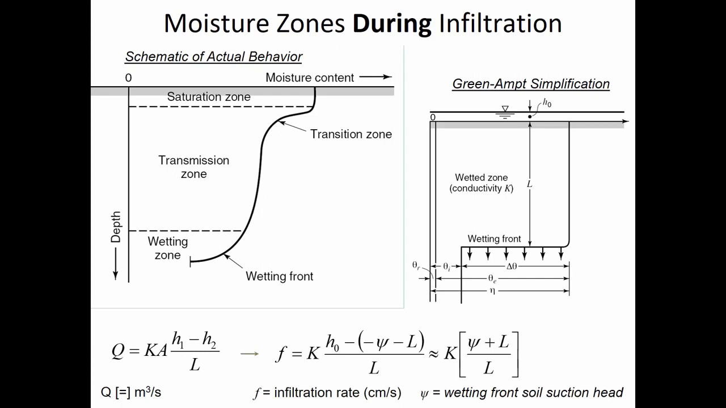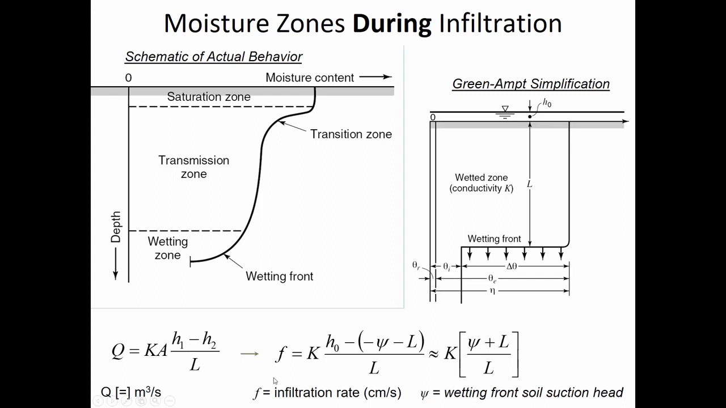Well, the Green-Ampt simplification says let's use those same kinds of ideas. Now, instead of doing it on a volumetric basis, let's just take the area parameter out. If we took the area parameter out of Darcy's law, then it would have units of length per time instead of units of volume per time. So if it was just K times H1 minus H2 divided by L, it would say the speed that the water is moving through the column of soil.